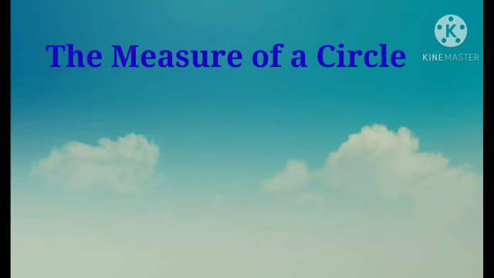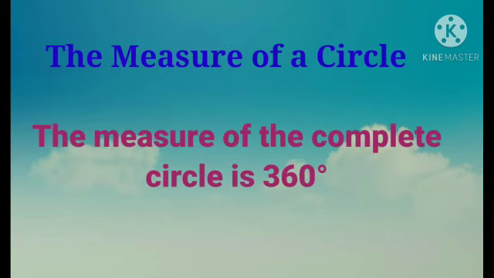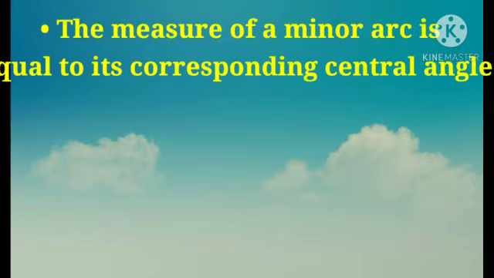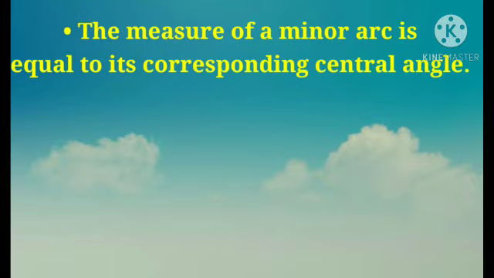Now let's see the measure of a circle. What is the measure of your complete circle? The measure of the complete circle is 360 degrees. Now let's see the measure of an arc. The measure of a minor arc is equal to its corresponding central angle. Suppose the measure of the central angle is 60 degrees. What will be the measure of the minor arc? That is 60 degrees.